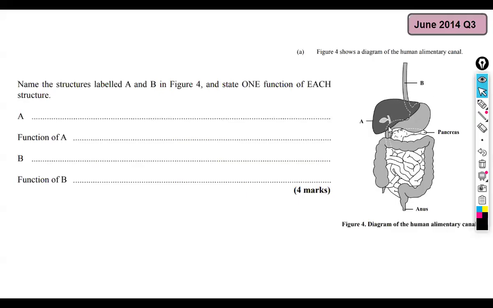Let's go. All right, so we're finally on question 3, right? Look in the upper right-hand corner there. Send your answers on the chat, please. Now, A is obviously your liver, right?